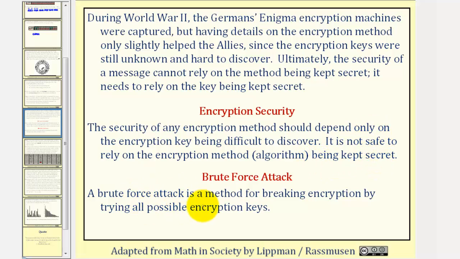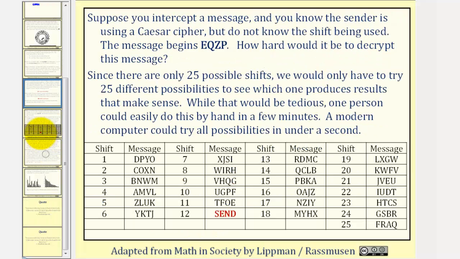A brute force attack is a method for breaking encryption by trying all possible encryption keys. Suppose you intercept a message and you know the sender uses a Caesar cipher, but do not know the shift being used. Let's say the message begins EQZP. How hard would it be to decrypt this message?